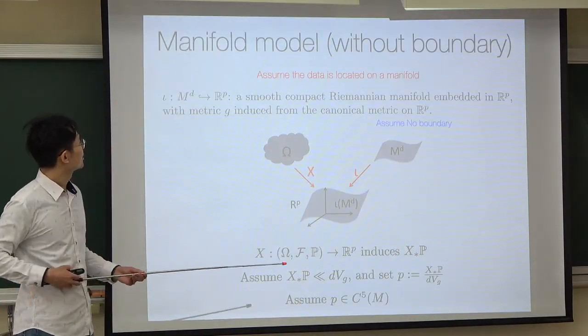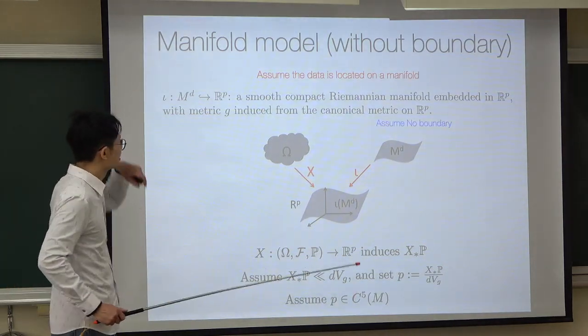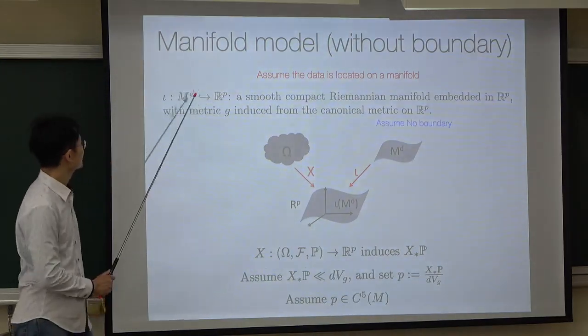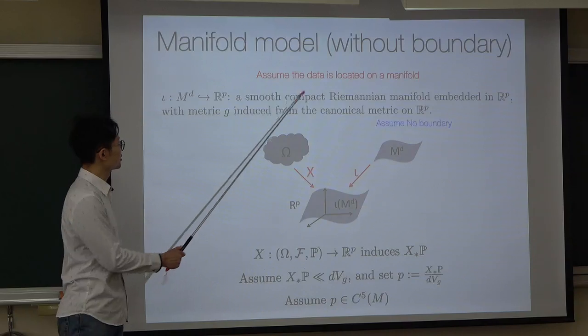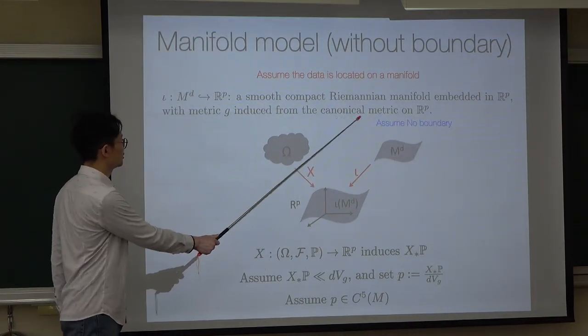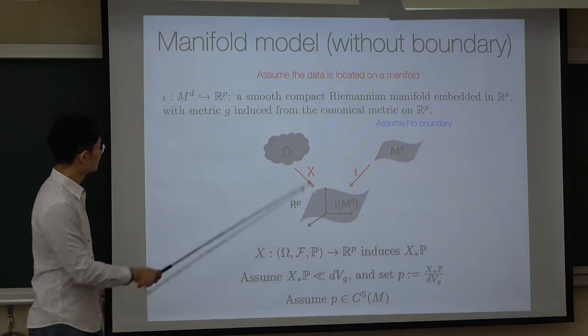Okay, so recall the manifold model we will discuss. We will consider a manifold without boundary. This is the setup: a d-dimensional smooth compact manifold, embedded in R^p with the metric induced by the canonical metric on R^p. And we do not consider boundary in this lecture. And this is the relationship.